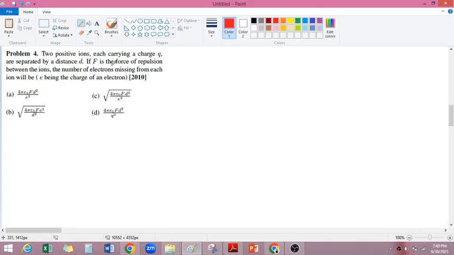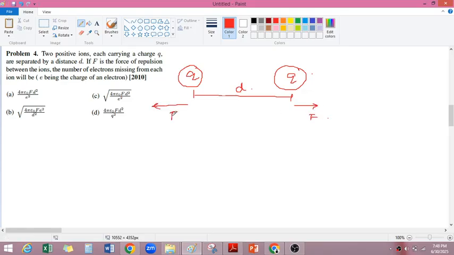Two positive ions, each carrying a charge Q, are separated by a distance D. If F is the force of repulsion between the ions, the number of electrons missing from each ion is. So basically, I think they're asking you to find the Q.